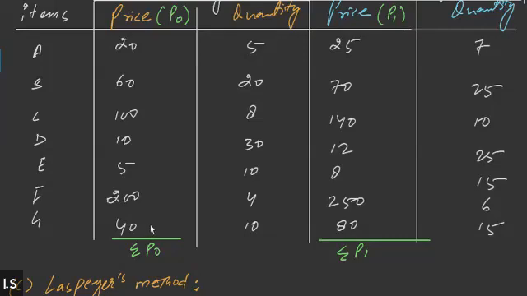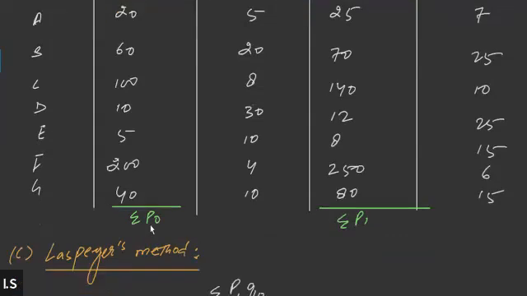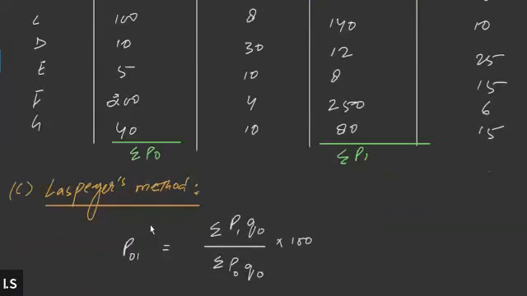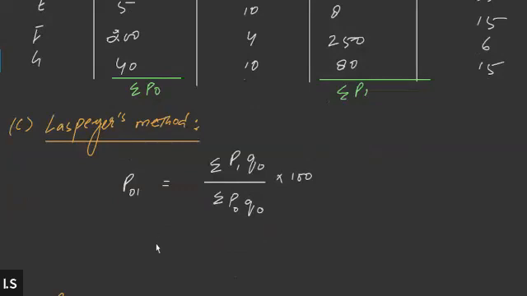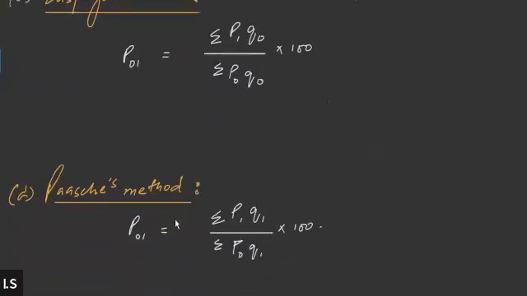Okay, so now see, we will start with the Laspeyres method. In the Laspeyres method, you can see the formula is sigma P1 Q0 divided by sigma P0 Q0, into 100. This is the formula, right? Now, we have a similar formula for the Paasche method as well. Students sometimes get confused between both formulas. They get confused about how to remember them.